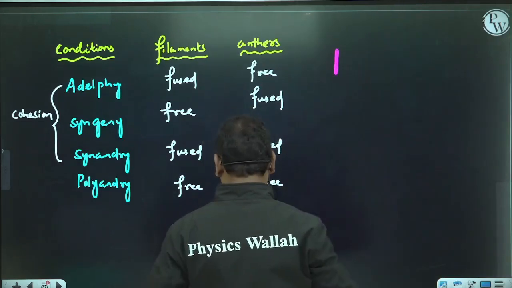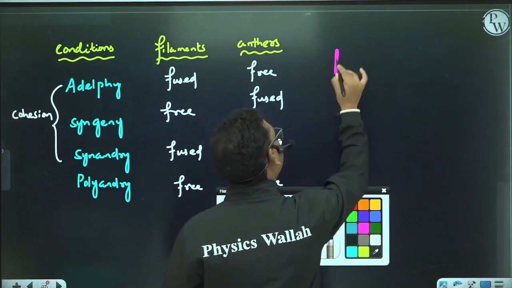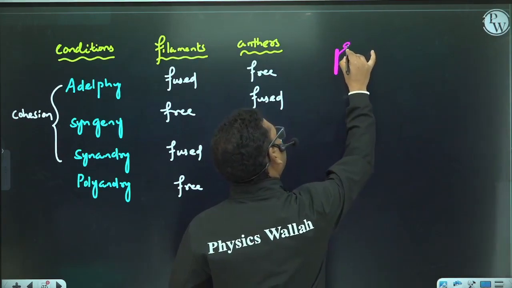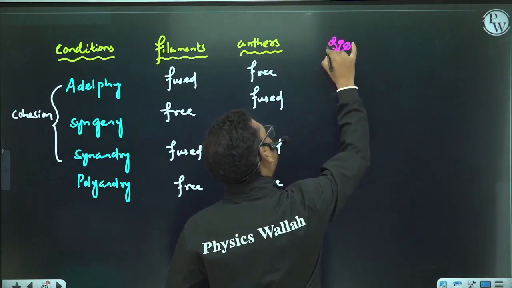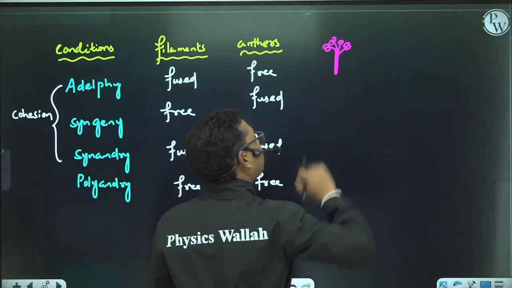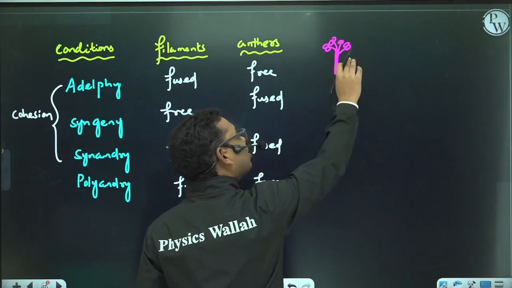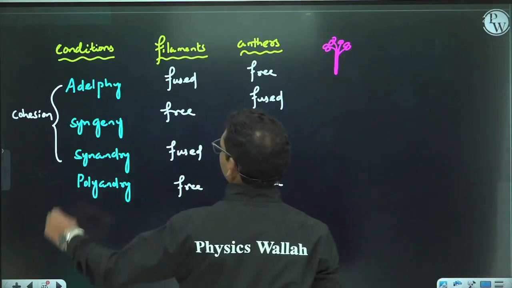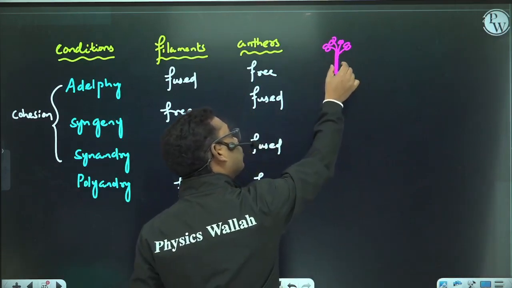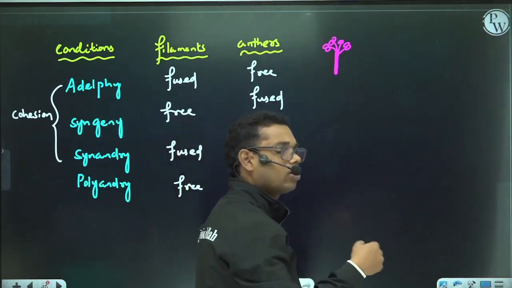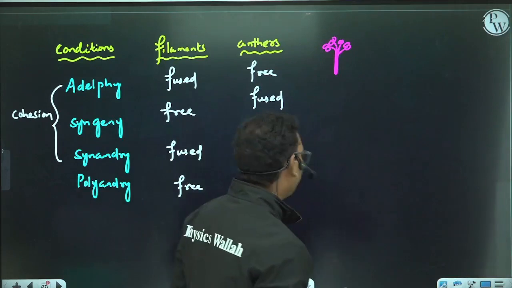The filaments have fused with each other. Now let me draw the anther. So these are the anthers. You can see the anthers are free, but the filaments are fused, and this condition is called adelphy condition. One bundle is formed, so this is monoadelphous condition. If two bundles form, diadelphous, and so on.